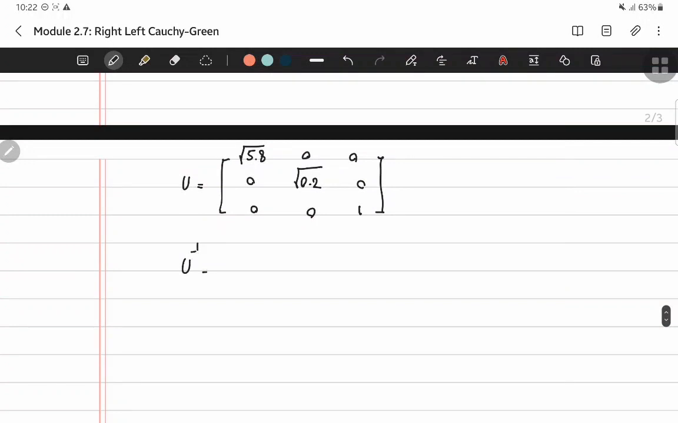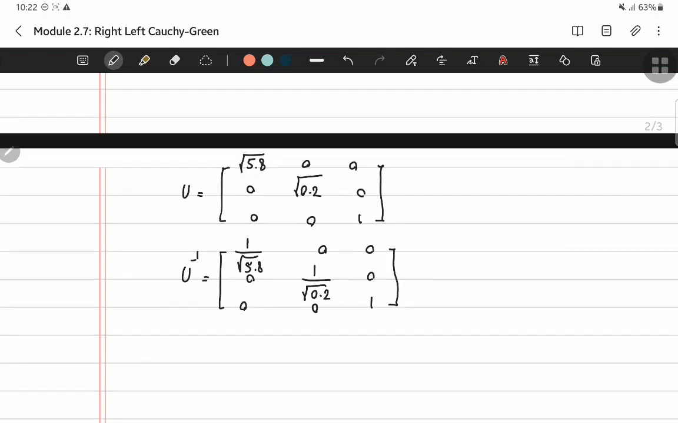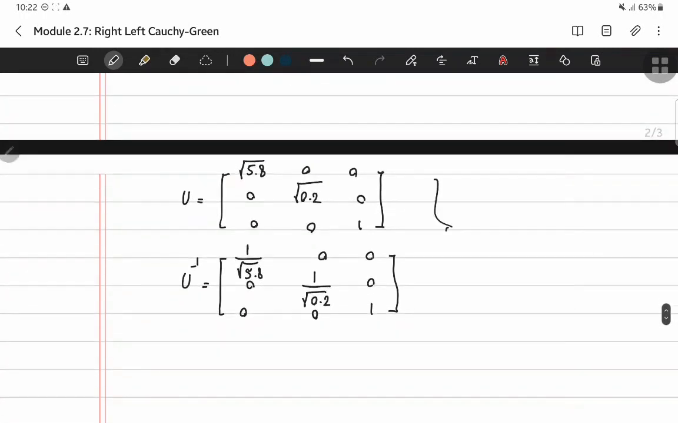And U inverse, since we have a diagonal tensor, you only need to divide 1 by the diagonals. So you have 1 divided by 5.8, 1 divided by 0.2, 1 divided by 1, and the rest are 0. Remember that these are with respect to the principal directions, or eigenvectors.